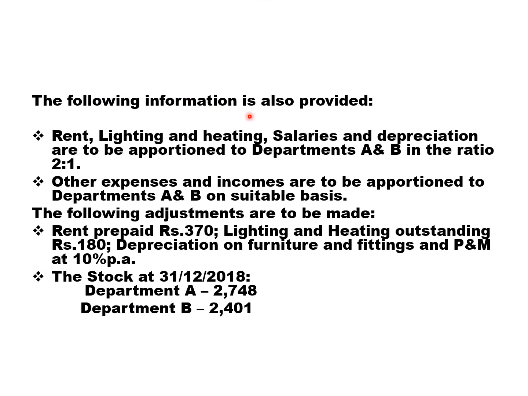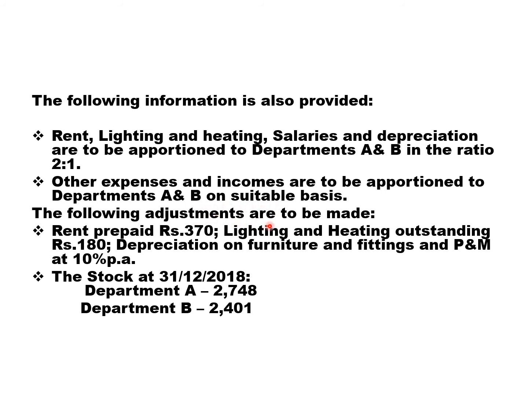The following information is also provided. Rent, lighting and heating, salary and depreciation are to be apportioned to departments A and B in the ratio of 2:1. So all these four expenses, rent, lighting and heating, salary, and depreciation, have to be distributed in 2:1. Other expenses and incomes are to be apportioned to departments A and B on a suitable basis.